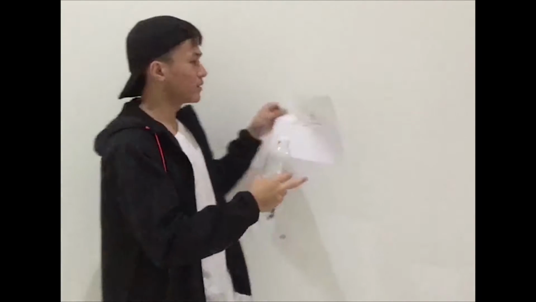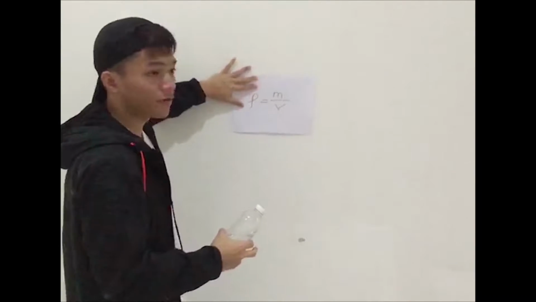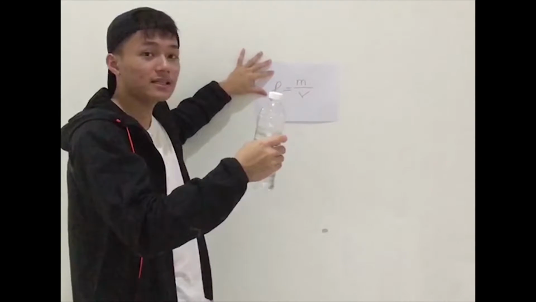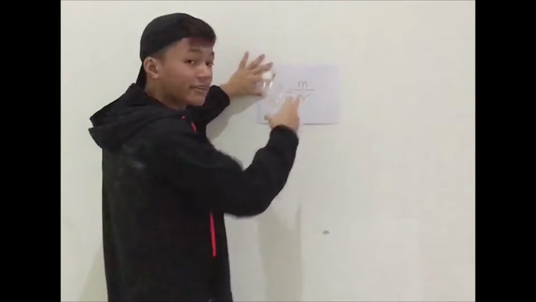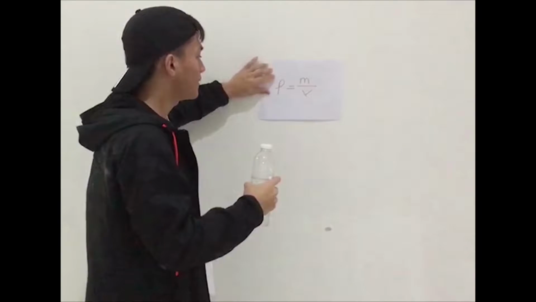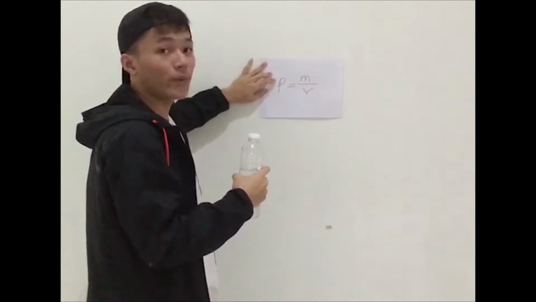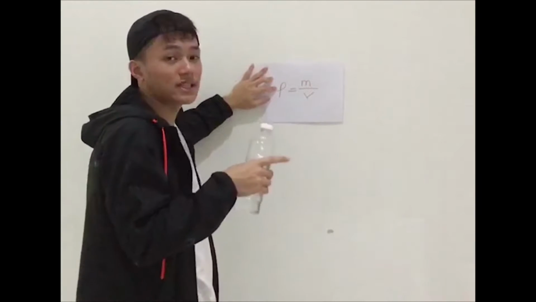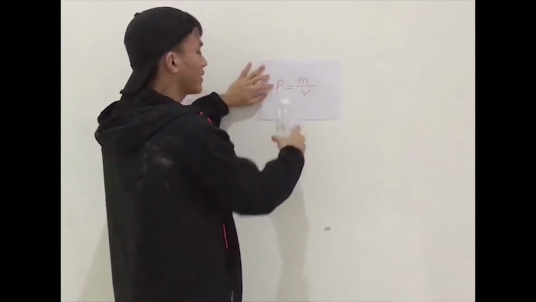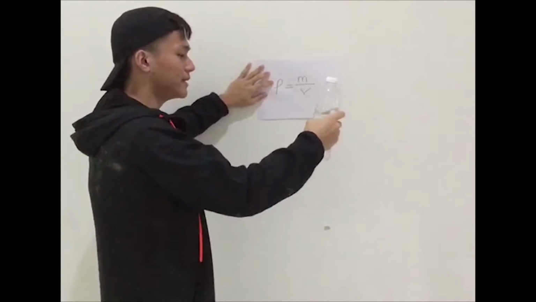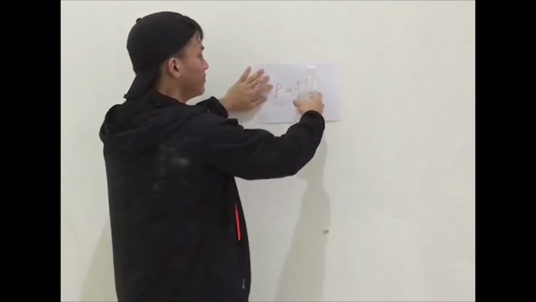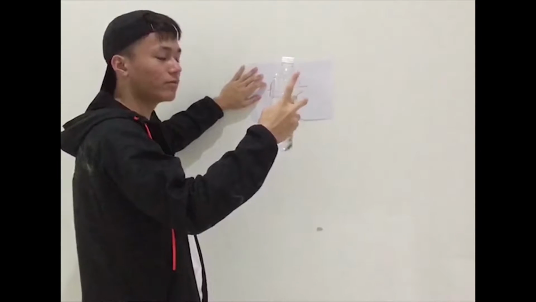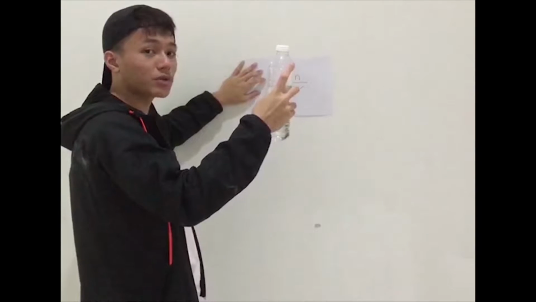So this is the formula of the density. When we compress the bottle, the volume will decrease and the density will increase because density is inversely proportional to V. So we compress, volume decrease, density increase, and the thing will move from top to the bottom of the bottle.